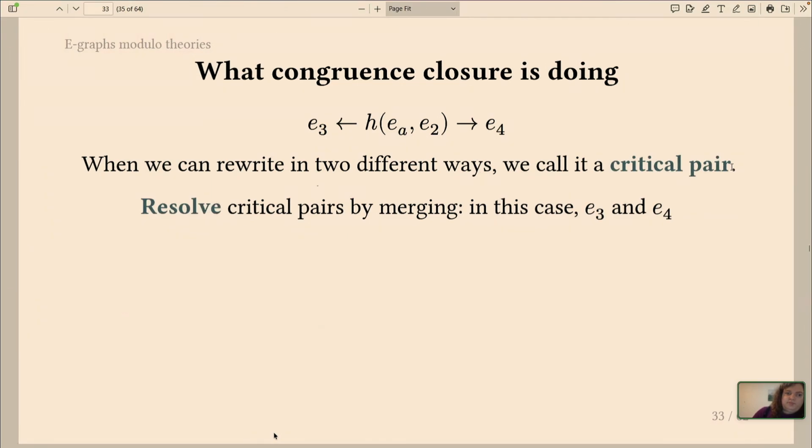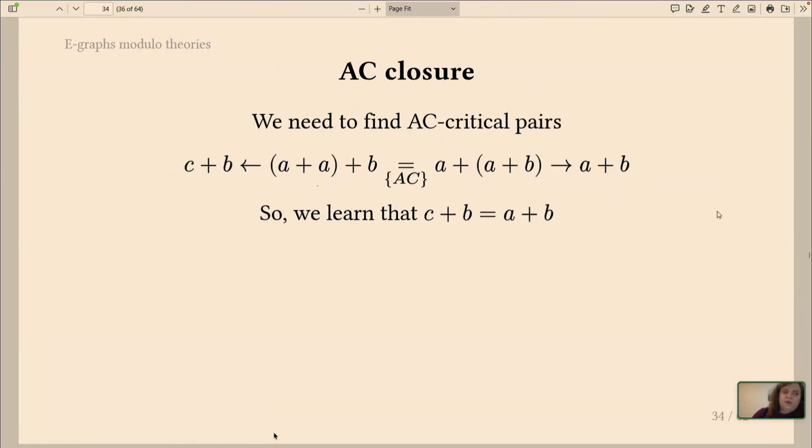The way E-graphs do congruence closure is they see that we've got something that rewrites to two different things. This is a critical pair, so E3 and E4 are both equal to the same thing in the middle, right? If we ignore the direction of these rewrites and just think of them as equalities, we conclude that E3 is equal to E4, and then we can resolve that critical pair by merging E3 and E4. That's how congruence closure works. So to do AC closure, we need to find AC critical pairs.